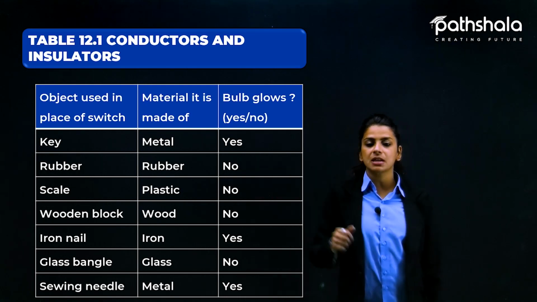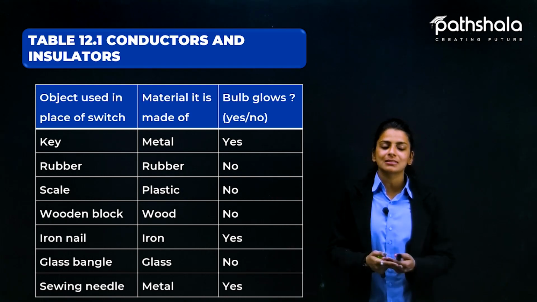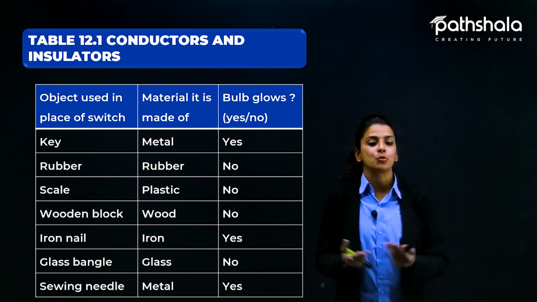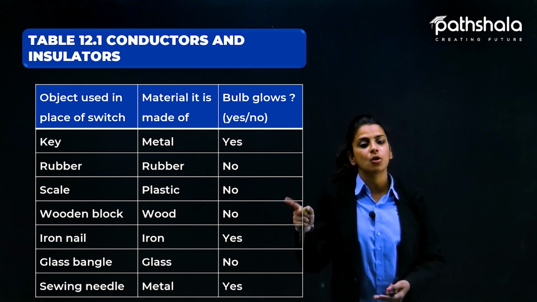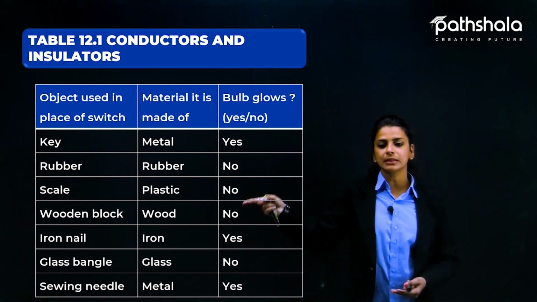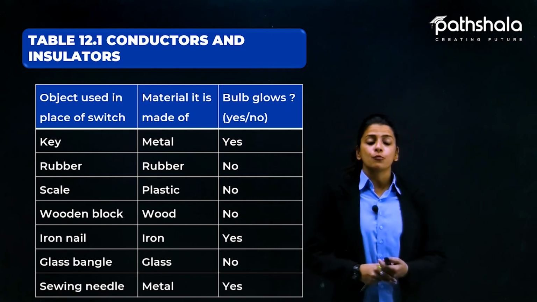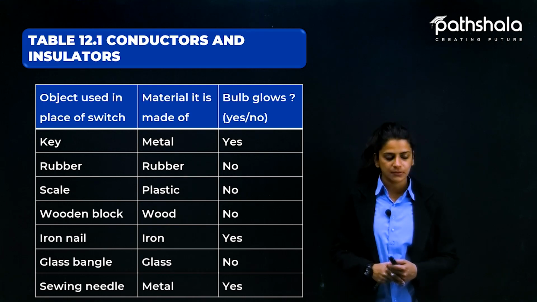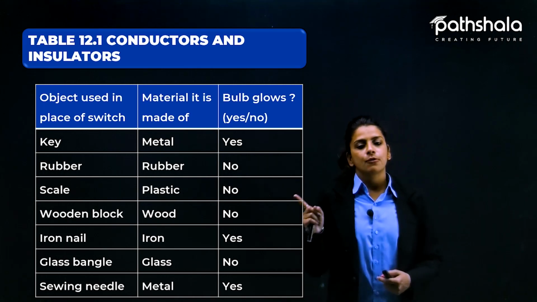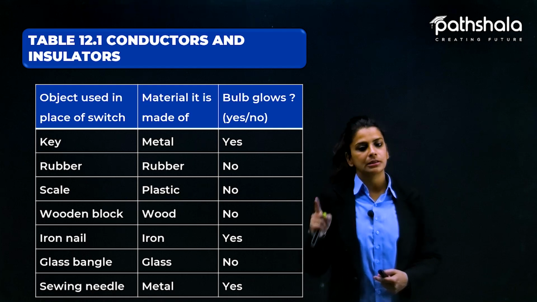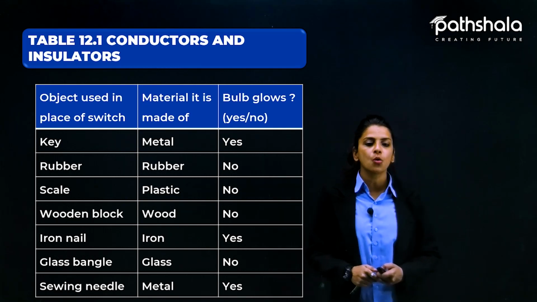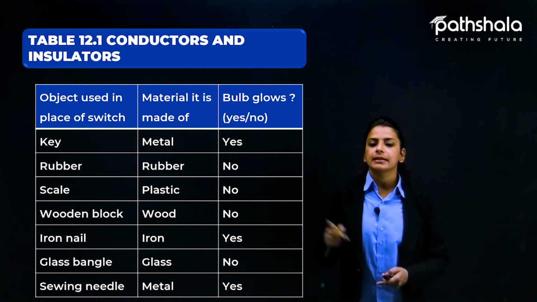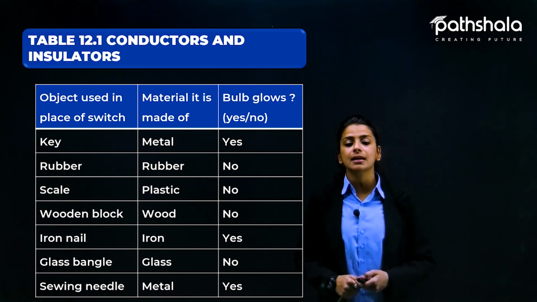So third example we have taken is of scale. And you know that scale is made up of plastic. Most of the scales are made up of plastic. And here the bulb also does not glow. Next is wooden block. Wooden block is made up of wood, as we all know. And from wood, the electricity does not pass and our observation comes to be no for the glowing of bulb. Next example we have taken is of iron nail.